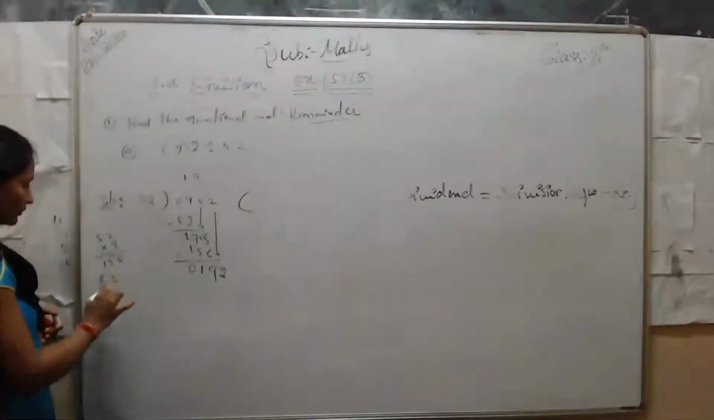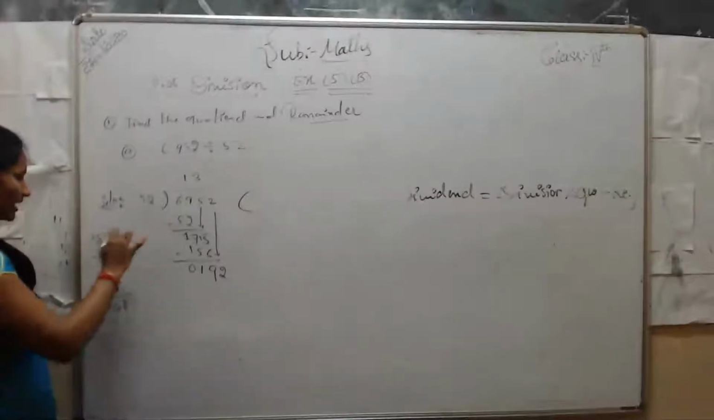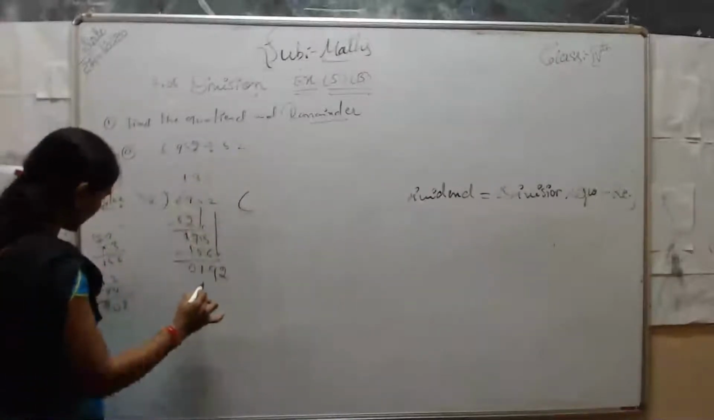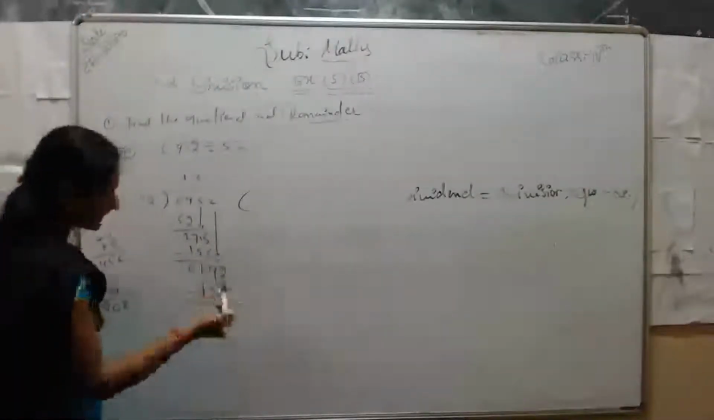So 52 4s are what? 208. That is 20-something, this is a bigger number. You again have to take 3. 52 3s are 156. Remaining, so that is 2 minus 6 is not possible.